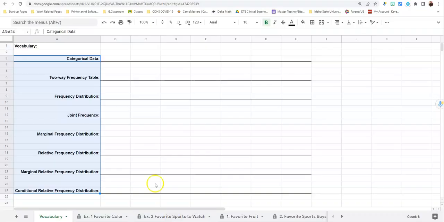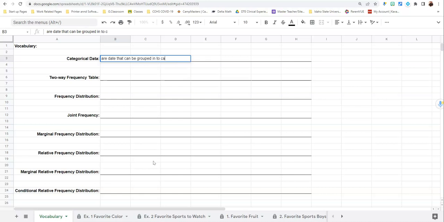All right, we're going to start off with some vocabulary. The first piece of vocabulary that we're going to do is categorical data. Categorical data are data that can be grouped into categories.